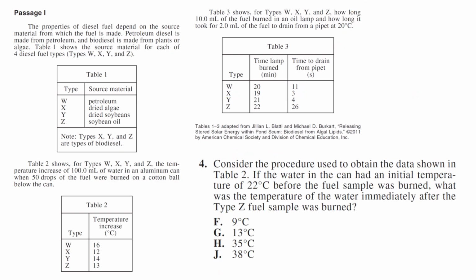Number 4, consider the procedure used to obtain the data shown in table 2. If the water in the can had an initial temperature of 22 before the fuel sample was burned, what was the temperature of the water immediately after type Z was burned? So we're looking at type Z, and it's measuring temperature increase. So if it started at a temperature of 22 and it increases by 13, then the final temperature would be 35, H.